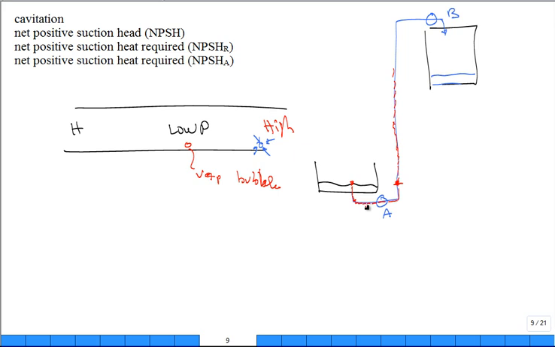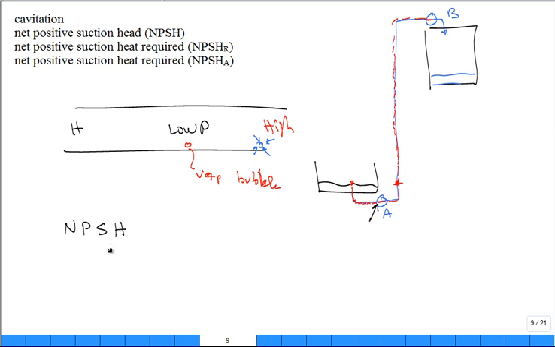Right? See that? So it's easy to get fooled and think, oh, it doesn't matter. Put the pump at B or put the pump at A, it won't matter. No, it'll matter because of cavitation. Okay? So what you want to do is check the pressure. They call it the net positive suction head.